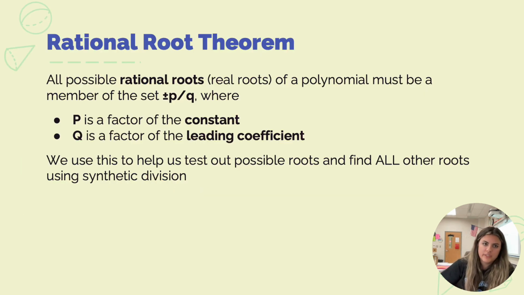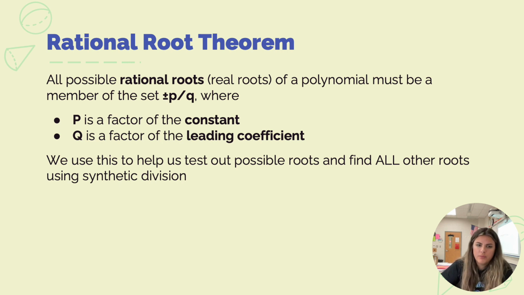The rational root theorem is a way for us to find all the possible rational roots or real roots of a polynomial, and they need to be members of the set positive or negative p over q, where p is a factor of the constant, so your final term, and q is a factor of the leading coefficient.